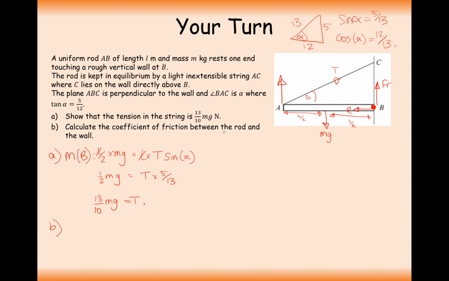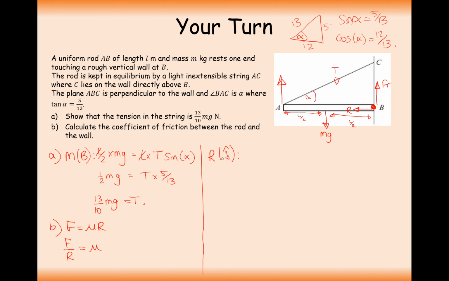Next part here is to calculate the coefficient of friction between the rod and the wall. So what we're going to do is use both strategies of resolving horizontally and vertically, work out what R and friction are, and then do friction divided by R. So remember, the way we can work out the coefficient of friction is by taking friction equals mu R and dividing it by R. So friction divided by R is mu. Now what we're going to have to do is resolve vertically to get the friction value, and then resolve horizontally to get the R value.